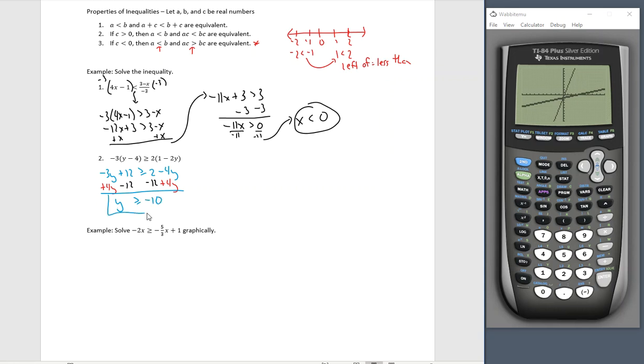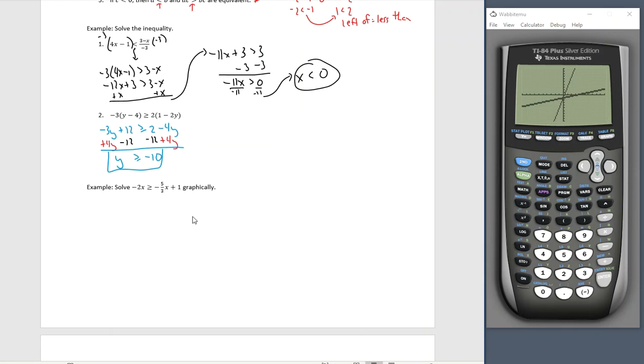Notice this inequality did not change, because even though I subtracted, that doesn't change the direction of the inequality, nor does the fact that my result is negative. The only thing that would change it is if we multiply or divide by a negative, and we didn't do that here. All right, if we want to solve graphically, let's just go back here.